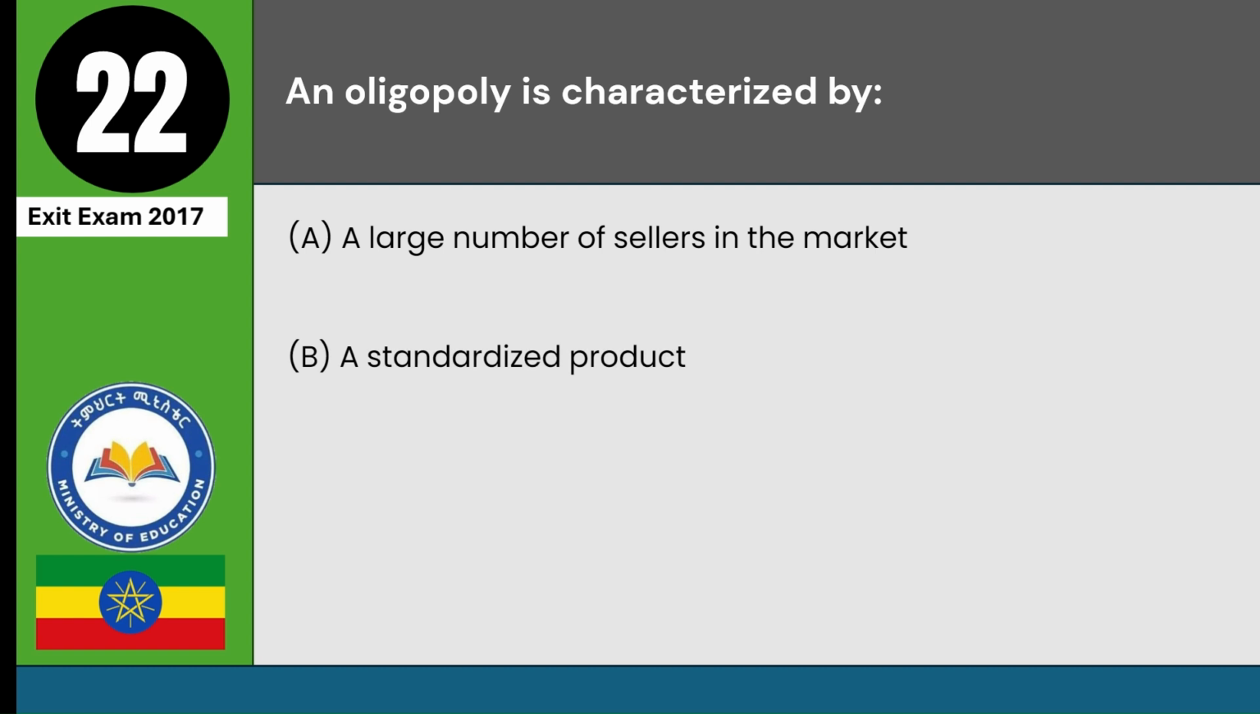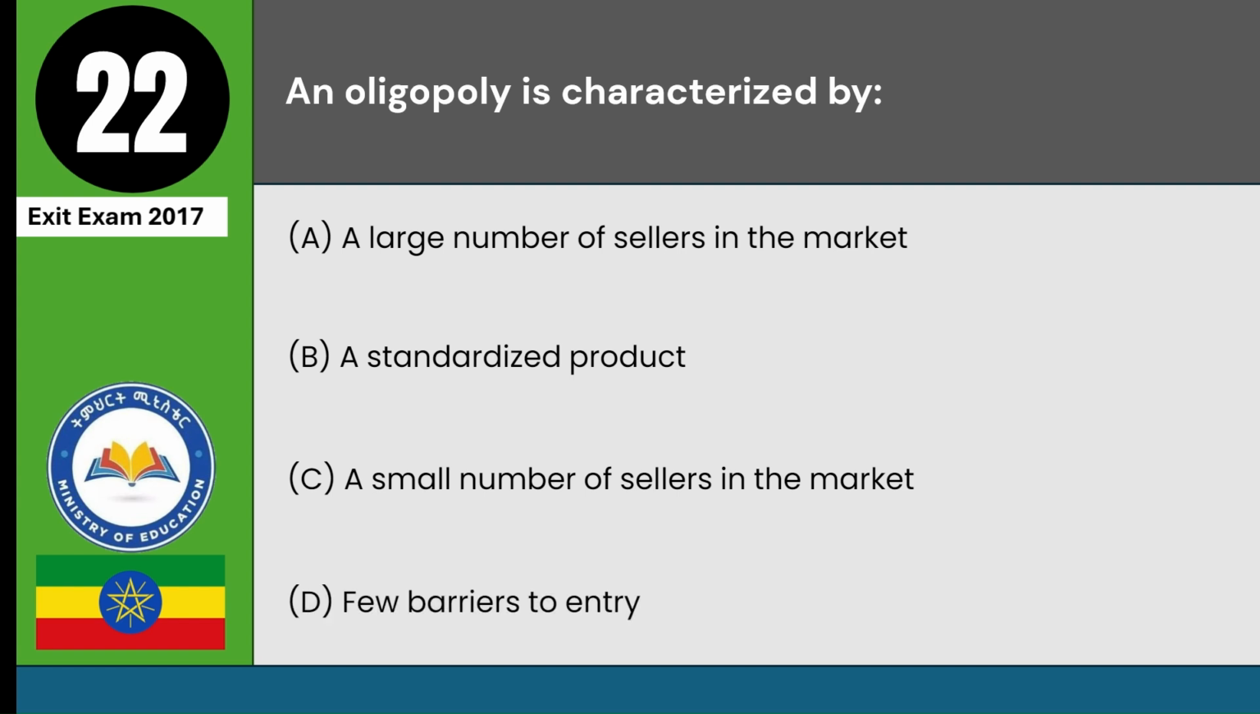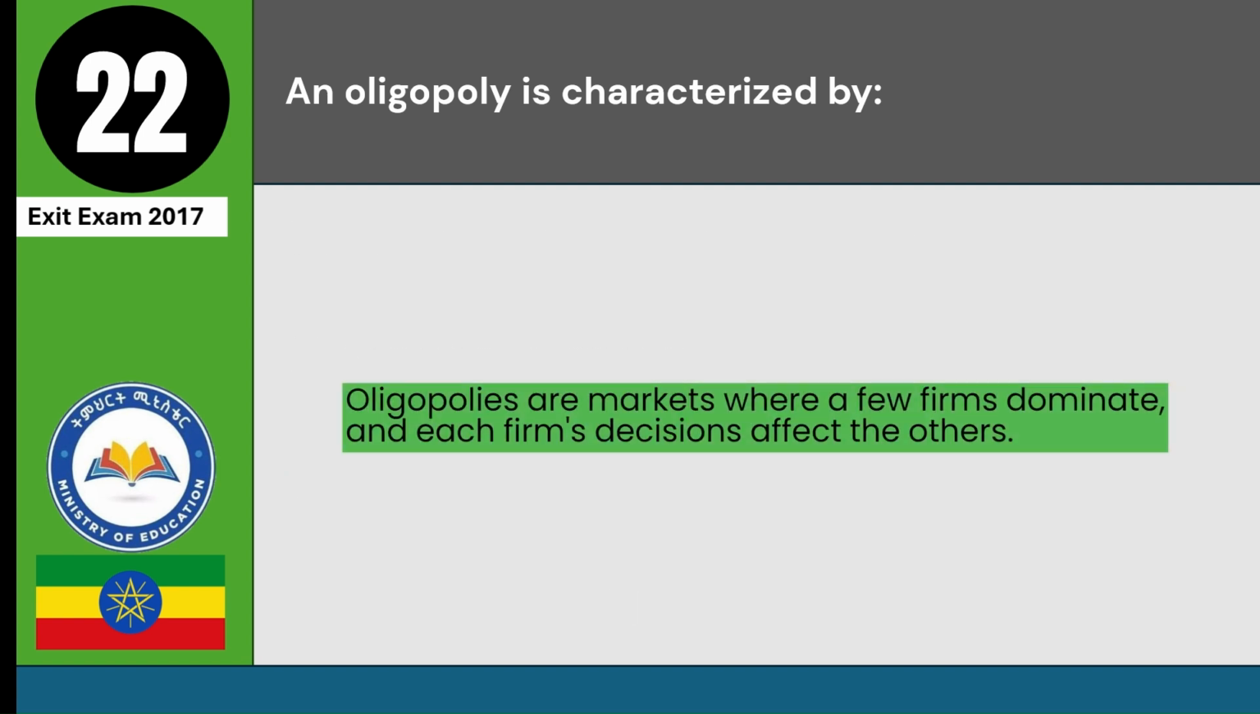An oligopoly is characterized by A. A large number of sellers in the market. B. A standardized product. C. A small number of sellers in the market. D. Few barriers to entry. Answer C. Oligopolies are markets where a few firms dominate, and each firm's decisions affect the others.